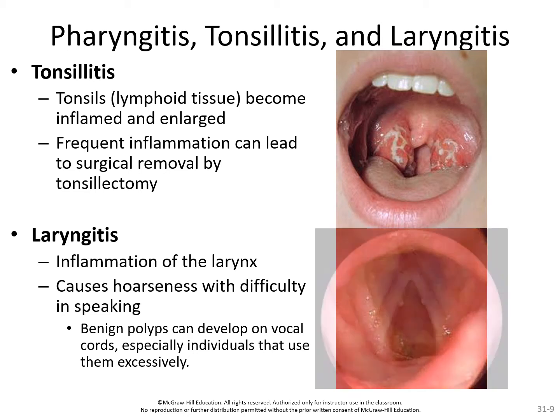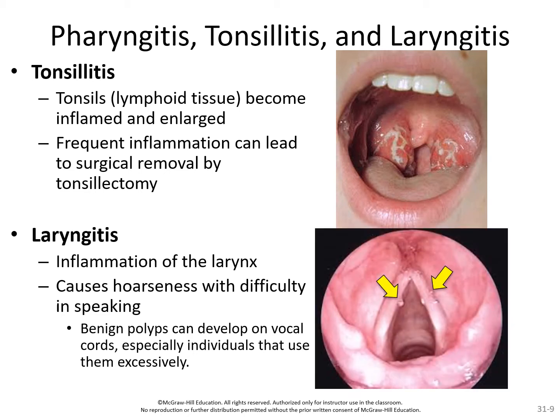Every once in a while, if you notice what's at the arrows, you can have benign polyps developing on the vocal cords, especially in individuals that use them excessively, or sort of abuse the vocal cords. This is actually something that I got diagnosed with as a kid.